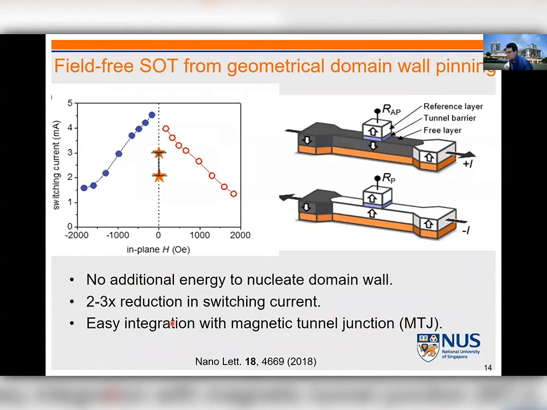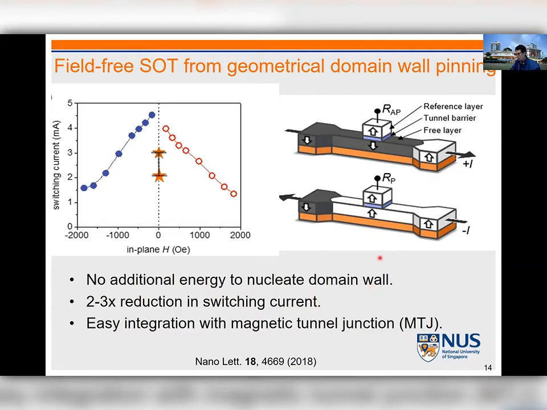Now we can try to combine this interesting material with the concept of a geometrical domain wall pinning device. So we propose, once we have this dumbbell-like shape and nucleate a domain wall, we can just push this domain wall back and forth between the neck points with low switching current. We find there is about 2 to 3 times reduction in switching current because we don't need to nucleate a domain wall in every switching.